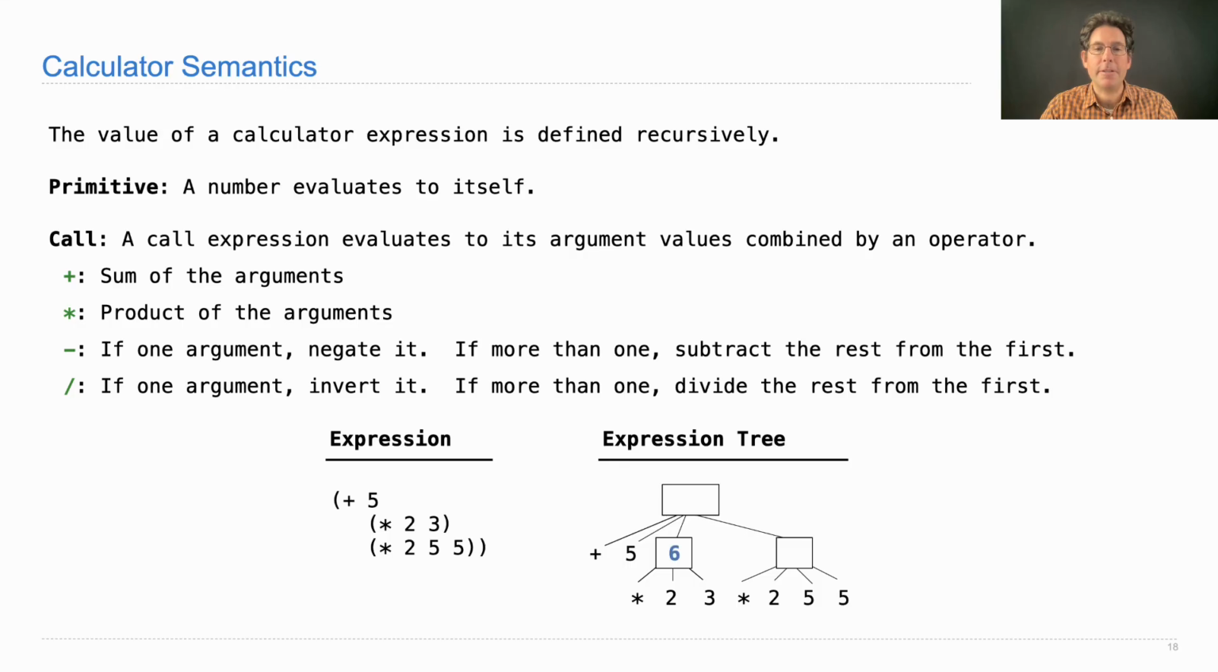So here's an expression tree, and the evaluation process tells us that 2 times 3 is 6, 2 times 5 is 50, and the plus adds all of those together to form 61.